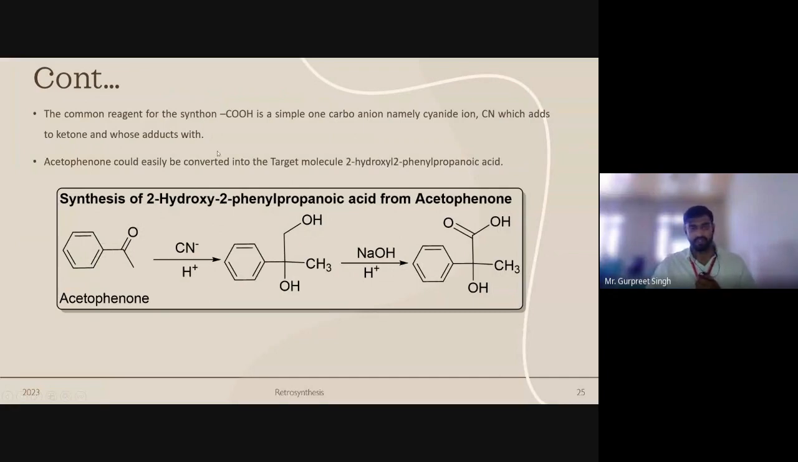So for common reagents, what is the common synthon for acids? It is the cyanide ion. So we need cyanide ion first. For the synthesis of that molecule, we start with acetophenone. We treat it with hydrogen cyanide and we end up with this functionality. And then we hydrolyze this functionality to get our desired compound.